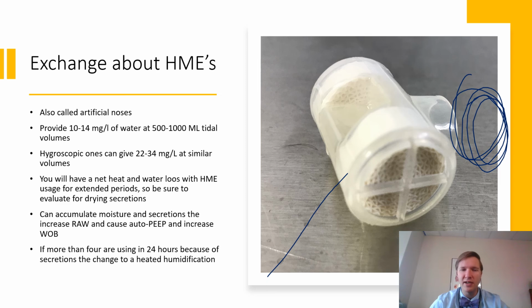If we are using more than 4 in a 24-hour period because there's secretions, then we should probably change that patient to heated humidification. I'm going to stress that last point. If you're using a lot of HMEs, you're breaking the circuit multiple times. Each time you break the circuit, there's potential for infection, right? So more than 4 in a 24-hour period because of secretions, right, they're thick and sticky, they're plugging off, things like that, we need to change them out to heated humidification. That's an active humidification indication.